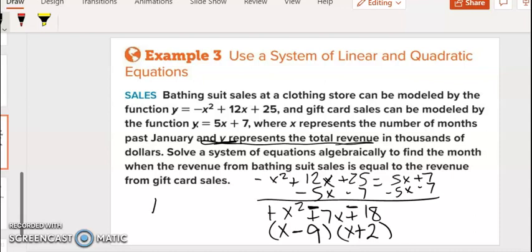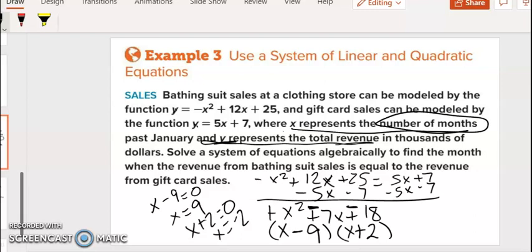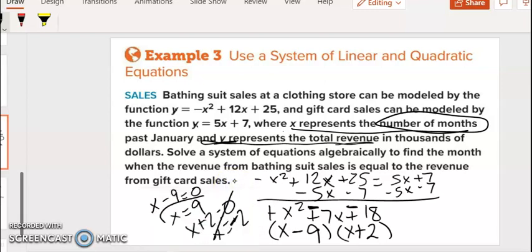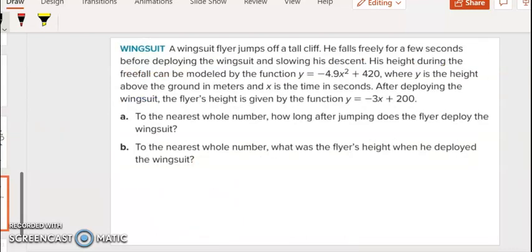Alright, and if I take each of these and solve them, setting them equal to 0, I get 9 and negative 2. Now, if we are talking about number of months, would it be negative? No, it would not, so that one's out. 9 months past January. So 9 months past January would be our 10th month, and that would make it October. So in October, their sales are equal. All right? Now, we could graph that and find that. All right, let's look at another one and we'll graph it.